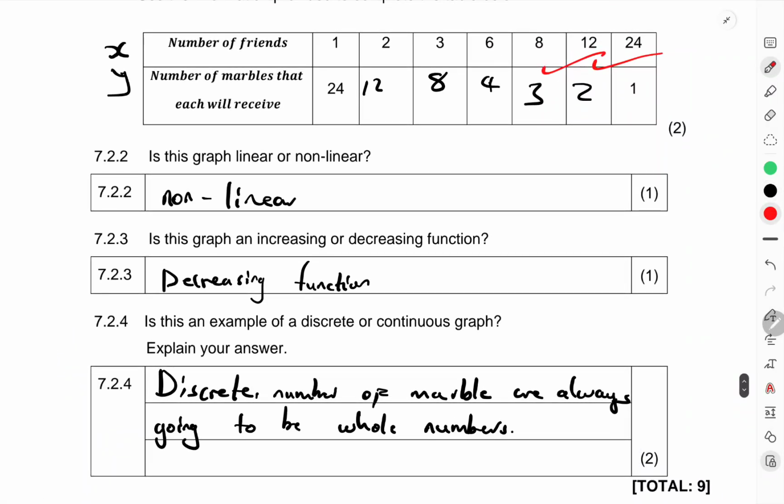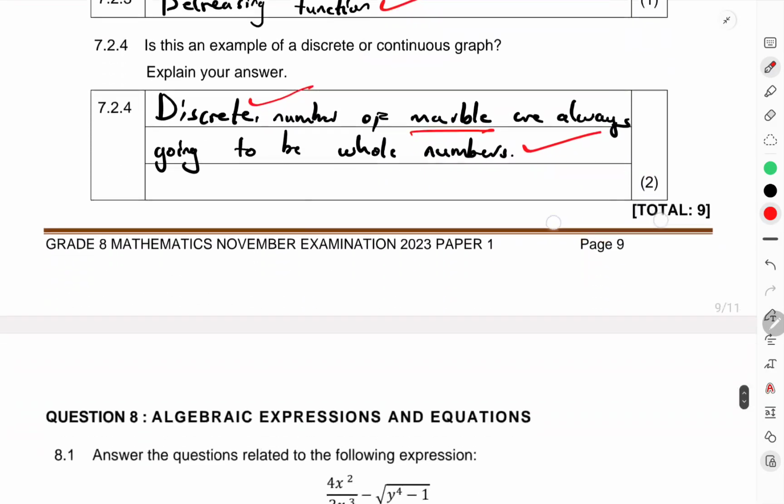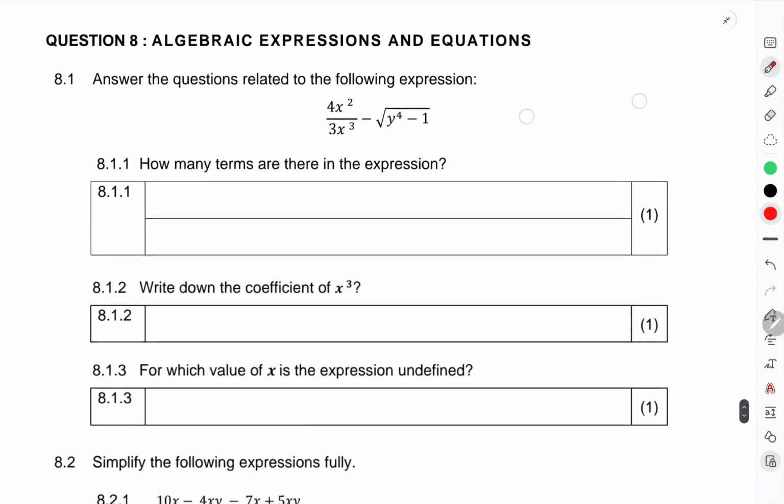Now let us mark for this section. 1 mark for linear if the graph is straight. 1 mark for decreasing if the graph is going down, it is decreasing. 1 mark for discrete, for you to identify that you are dealing with whole numbers, no fractions involved, no negative numbers involved. Then 1 mark for explaining the discrete in relation to the topic, which is the number of marbles.